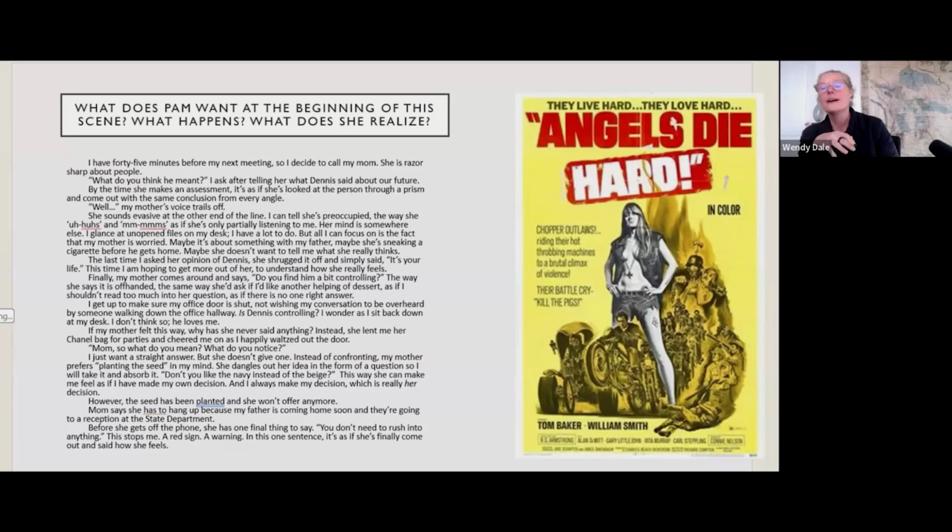Or this is probably my favorite. What do you want? What happens? And optional, what do you realize? I like this one because it really forces you to understand your scene. It can really help create the right structure for your scene and help you figure out where you need to actually start it. This one probably is my favorite. It solves multiple problems.